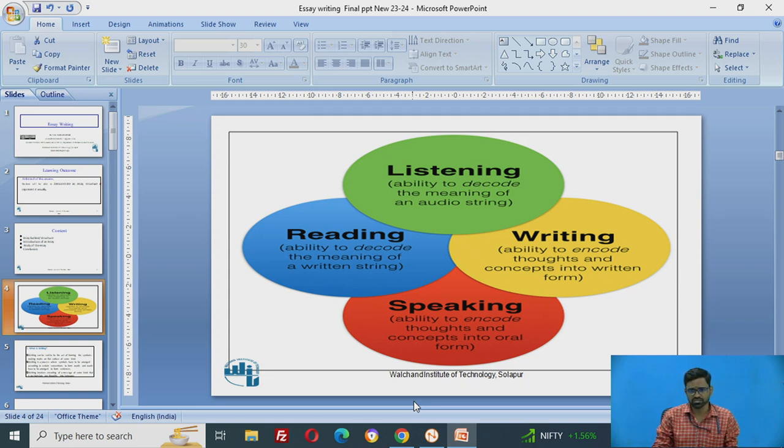There are four basic skills. If you want to acquire these skills, first you should know what exactly these skills are. First, listening. It is the ability to decode the meaning of an audio string. Then, reading is the ability to decode the meaning of a written string. Speaking is the ability to encode thoughts and concepts into oral form. Then, writing is the ability to encode thoughts and concepts into written form.